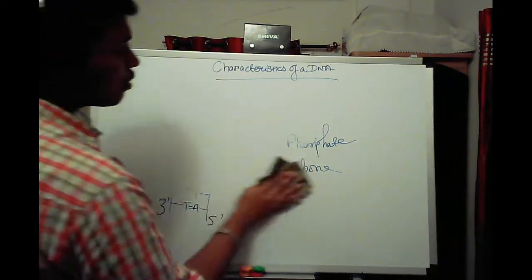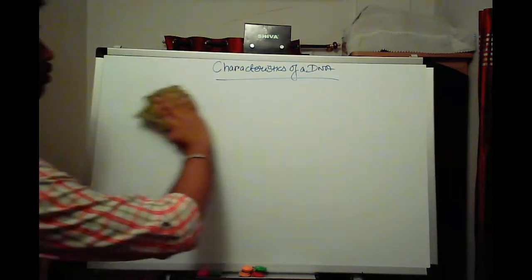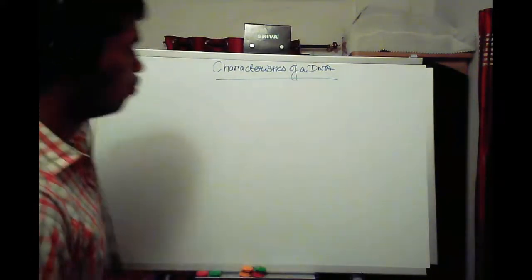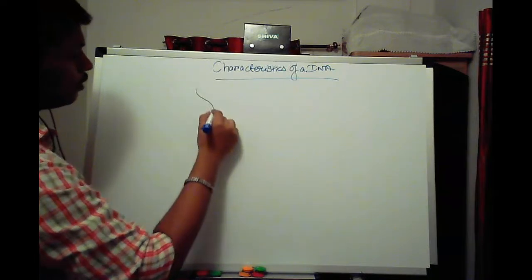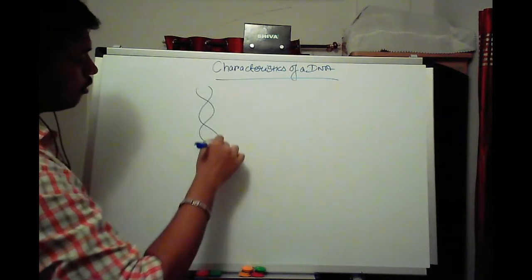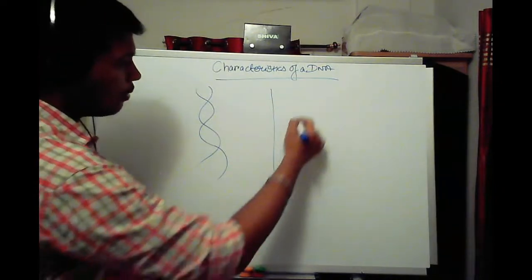Erasing it out. Now we know two things, and the third and one of the most important things we are going to discuss right now is that we have seen DNA like this always, right? Then why am I drawing it like this?